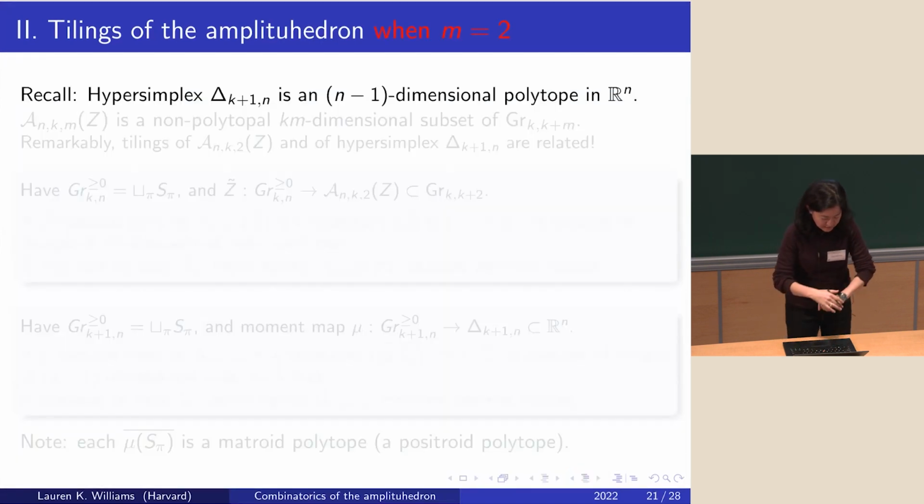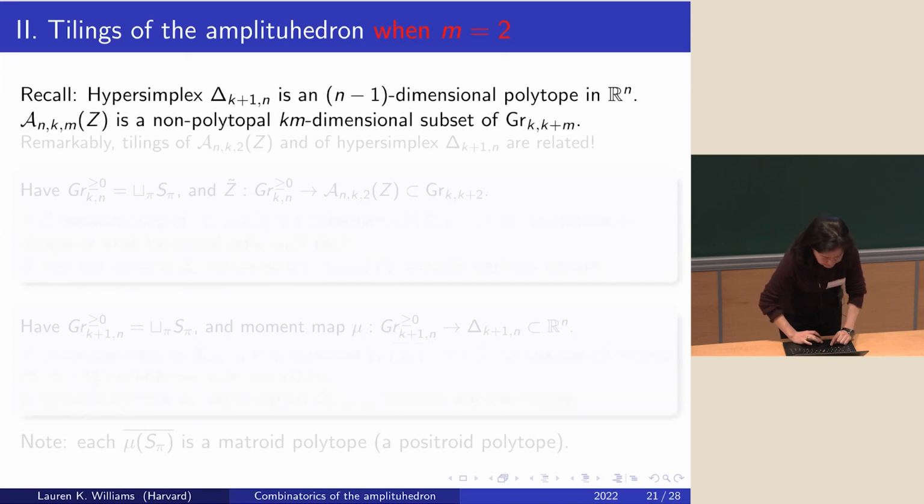Okay, so now I can say something about tilings of the amplituhedron when m equals 2. So in this case, we understand everything. So recall that the hypersimplex, delta k plus 1 comma n, is an n minus 1 dimensional polytope in R^n. And remember, it's just the convex hull of all of the e_I, where I is a k plus 1 element subset of 1 through n. Now, on the other hand, the amplituhedron is some kind of non-polytopal km dimensional subset of the Grassmannian.